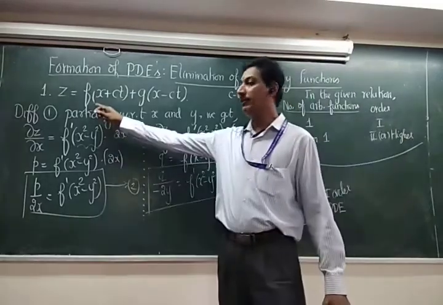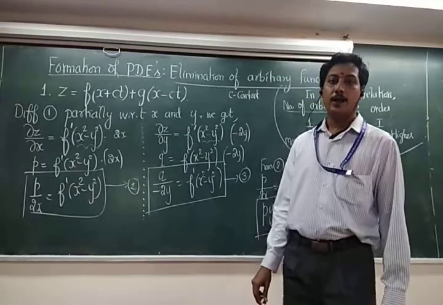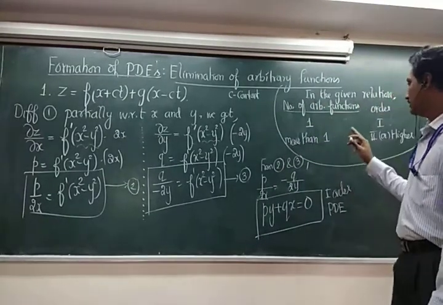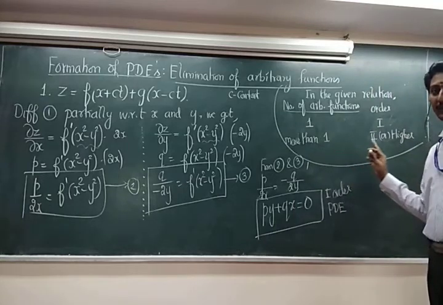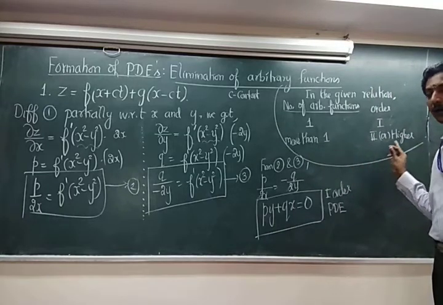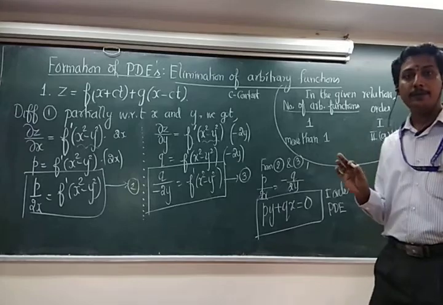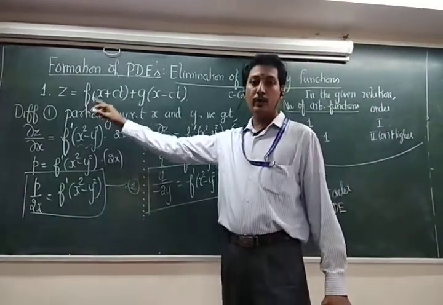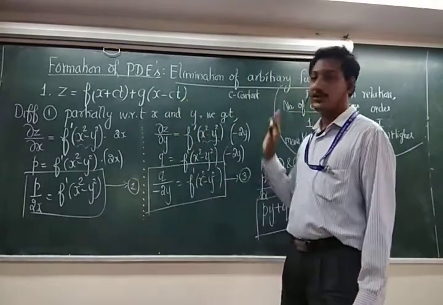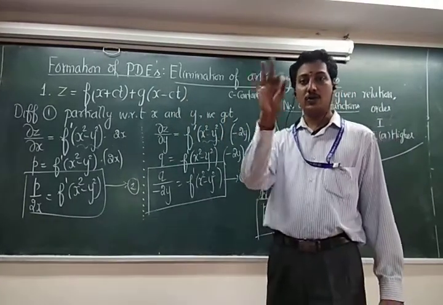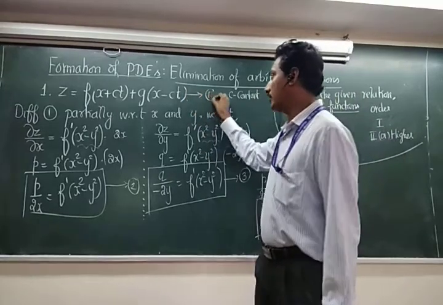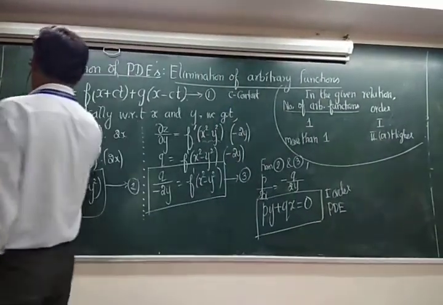And what about f and g? F and g are the arbitrary functions. So how many arbitrary functions are there? It is more than one. So we get minimum second or higher order. So here my ultimate aim is to eliminate both f and g. C is a fixed constant, so the final answer is in terms of the constant c. Let us once again name this equation number 1. So this is my problem number 2.